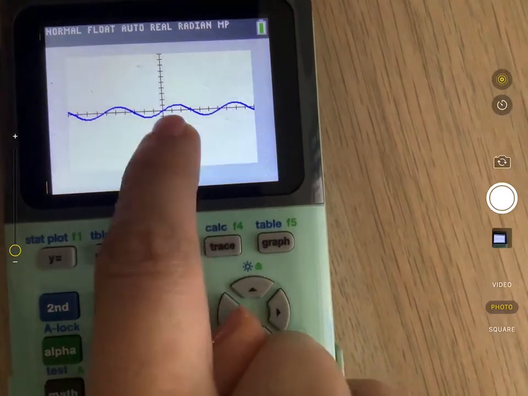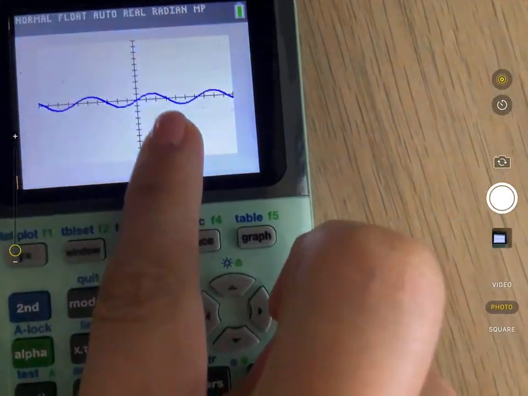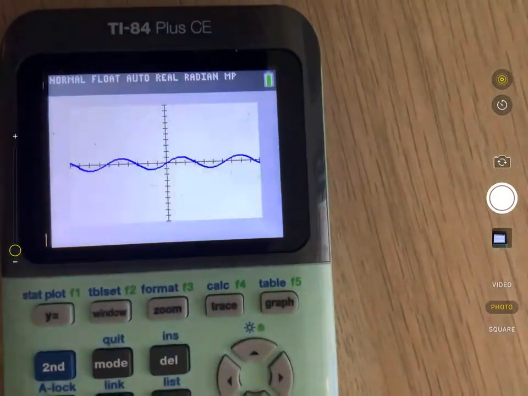But what I would like you guys to do is change this. I only want to see a piece of this. I don't care about the negative values. I don't want to see this side. I just want to see this side and a specific piece of that side.